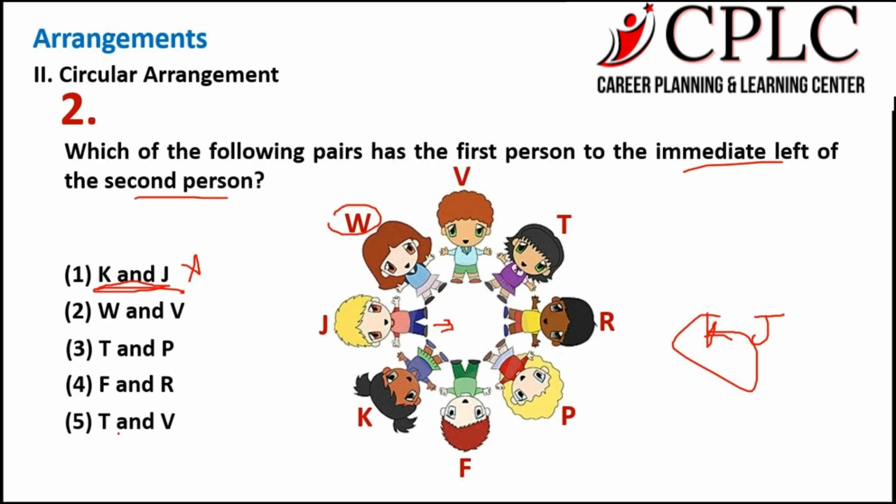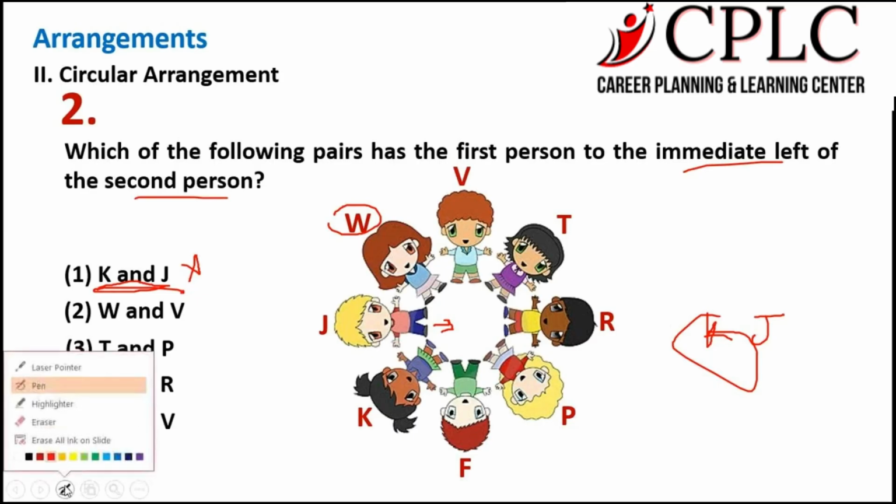So that means last option has to be the answer. That is T and V. So second person is V, and to the immediate left of V, we have T. So first person to the immediate left of the second person. Answer has to be the fifth answer option.